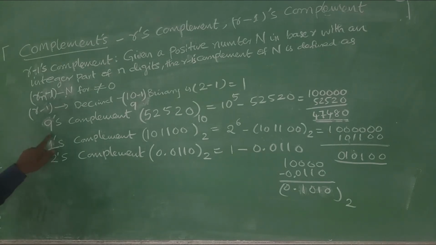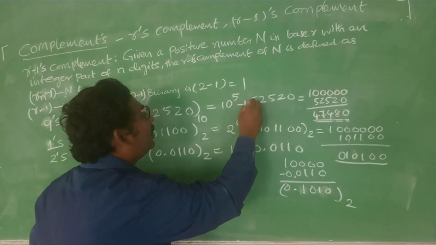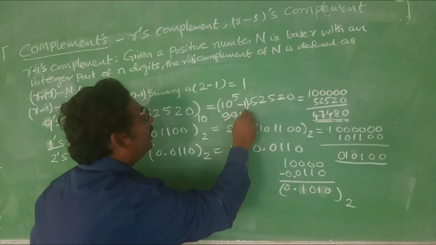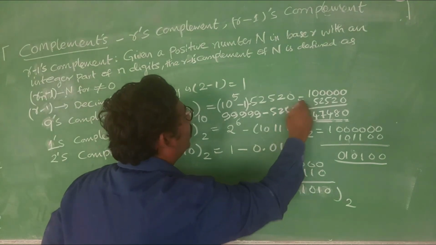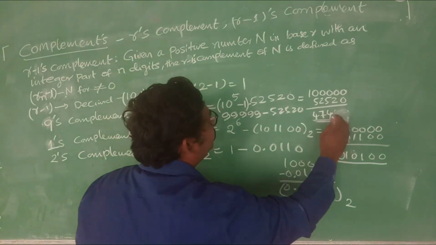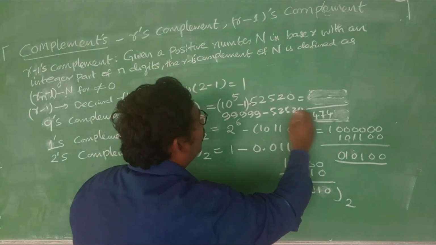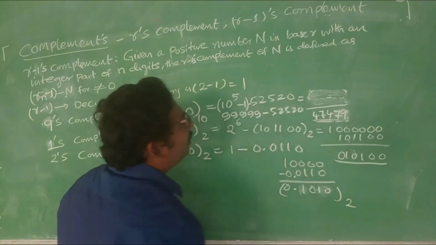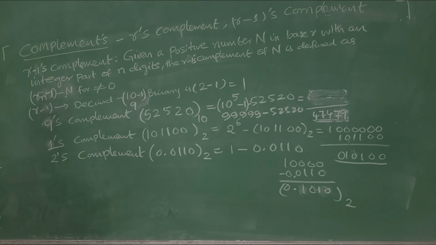So the 9's complement of 520 will be 99999 minus 52520, which will become 9 minus 2 equals 7, and so on. 47479 is the output for this.